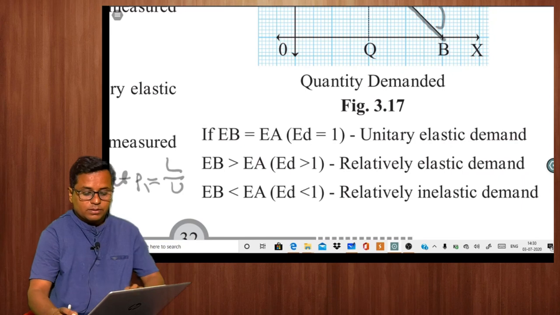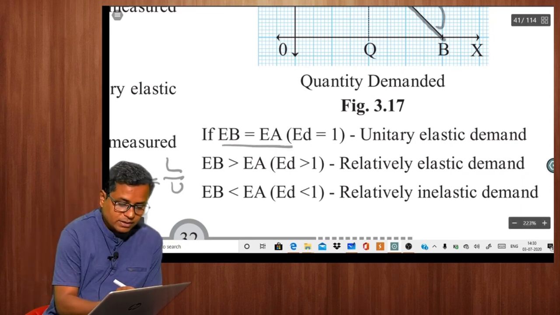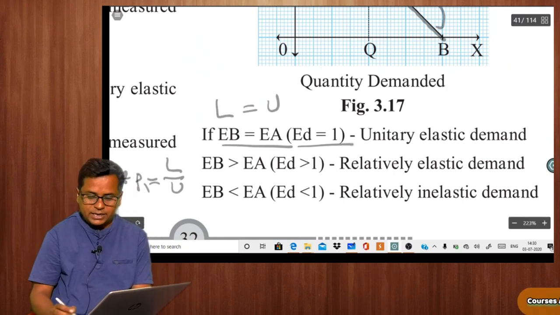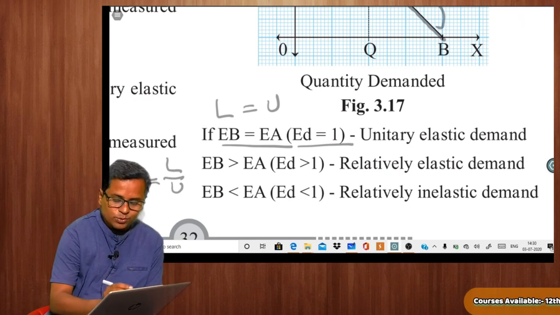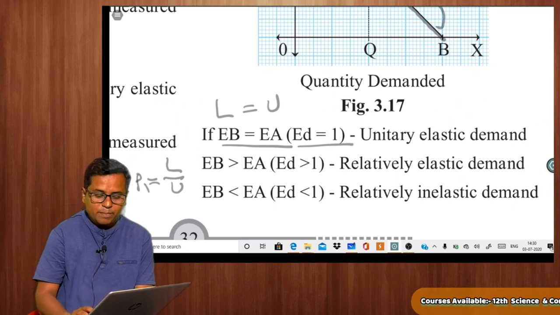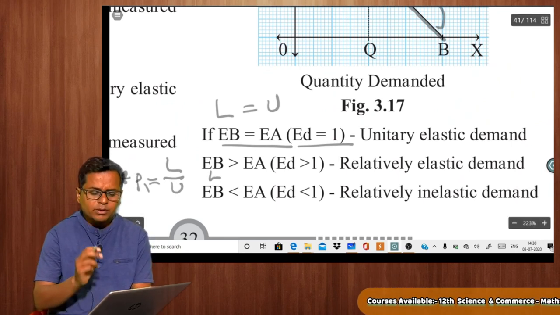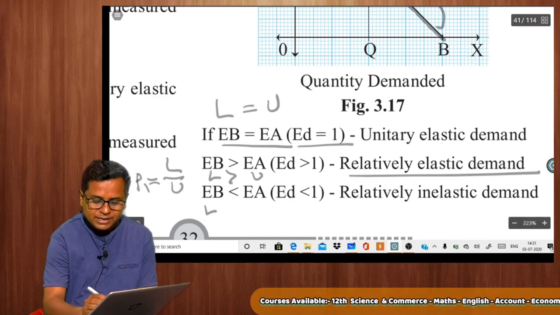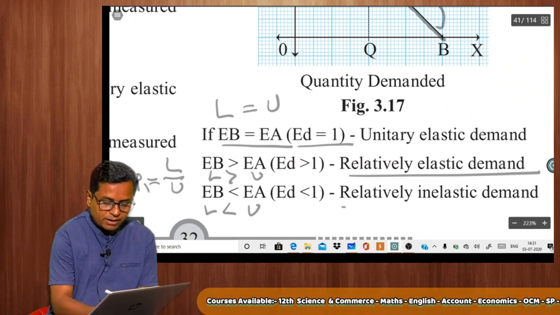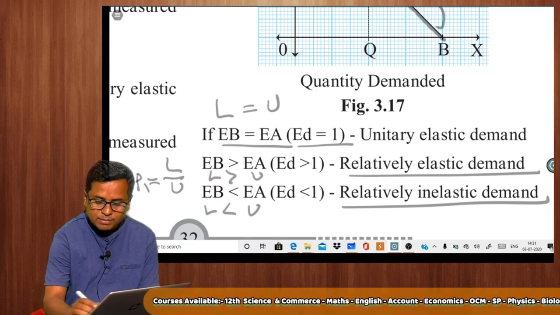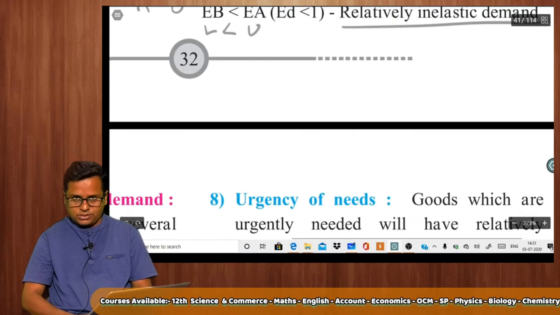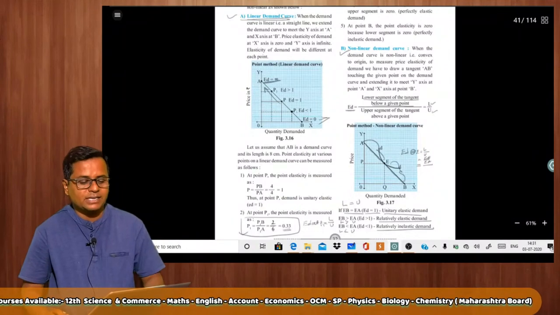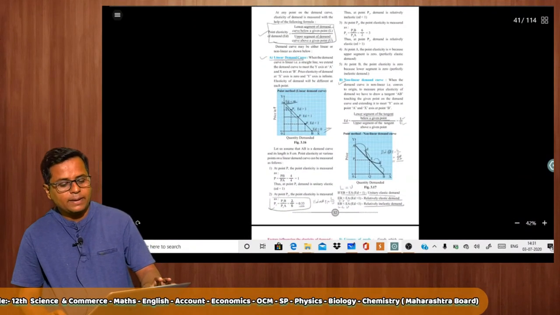Okay, so you can see here, if EB is equal to EA, then demand will be unitary elastic. It means if L is equal to U, means lower part is equal to upper part, then demand is said to be unitary elastic. If lower part is greater than upper part, then demand is relatively elastic. If lower part is less than upper part, then demand will be relatively inelastic. So, these are the three different methods by which the price elasticity of demand can be measured.